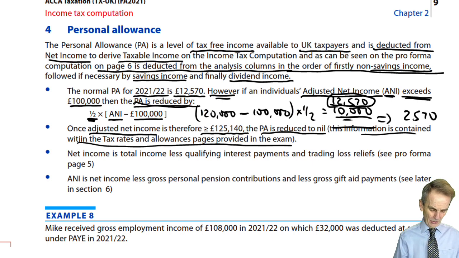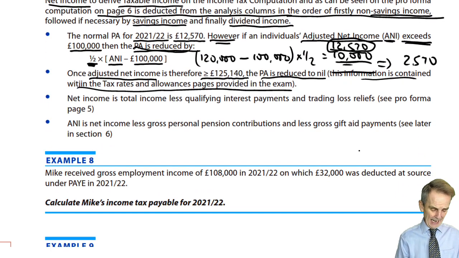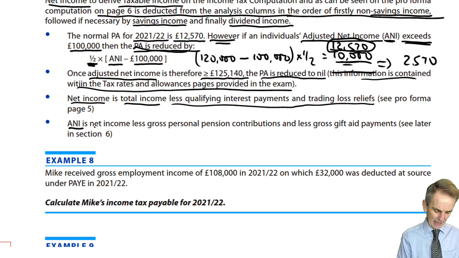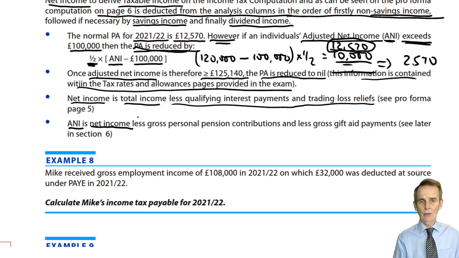Going back to our notes, we already know what net income is. It's the total income, less, should there be any, the qualifying interest payments and those certain trading loss reliefs. But we see those in Chapter 7. And what has still been a big question mark over this exercise is, what do we mean by adjusted net income? Adjusted net income is the net income straight off the income tax computation, less two figures, neither of which you have as yet met, but we will do later on in section 6 of this chapter.